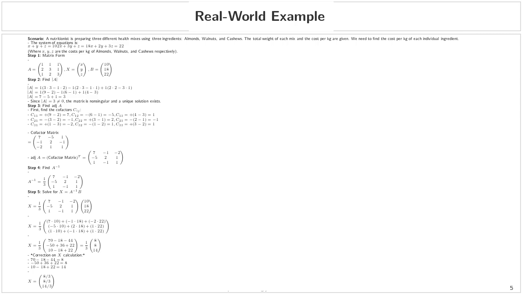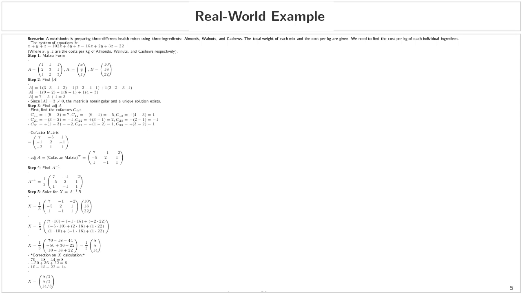For the third row, we have 1 times 10 plus -1 times 18 plus 1 times 22, which is 10 minus 18 plus 22, resulting in 14. After multiplying by the 1/3 factor, our final solution for x is a column matrix containing 8/3, 8/3, and 14/3. These are the costs per kilogram for our 3 ingredients.